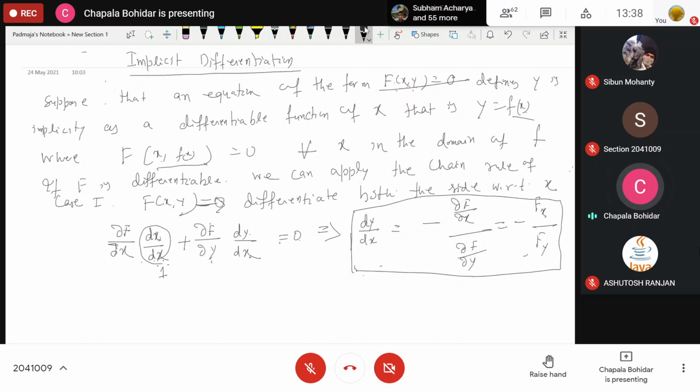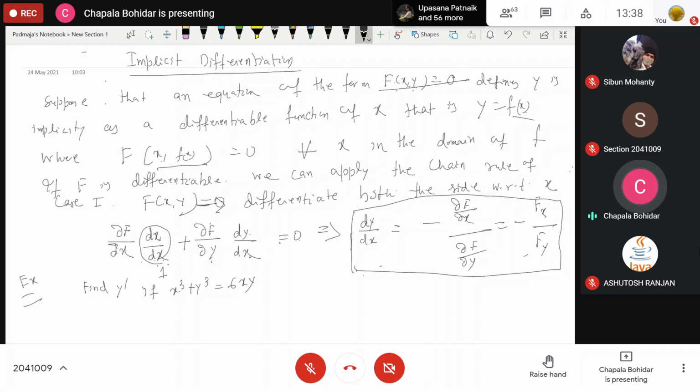If z is the function of, sorry, one example for this: find y dash if x cube plus y cube is equal to 6xy. So to find out y dash, differentiate both the side with respect to x, or we know the formula that dy by dx is equal to minus fx by fy.